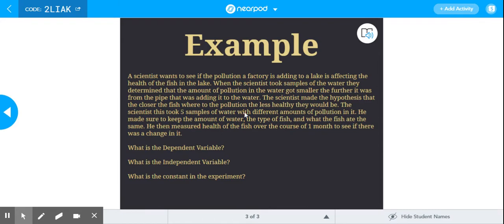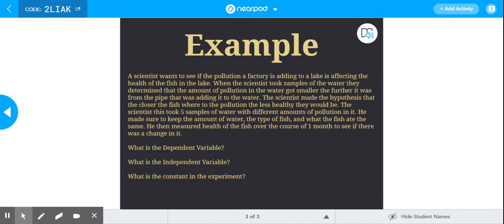He took 5 samples of water with different amounts of pollution in it. We just found our independent variable. The thing that we're able to change is the amount of pollution in the water that we're getting. We took 5 samples, and that's the only thing that's changing in this experiment. The amount of pollution in every single sample is going to be different. So that's our independent variable.